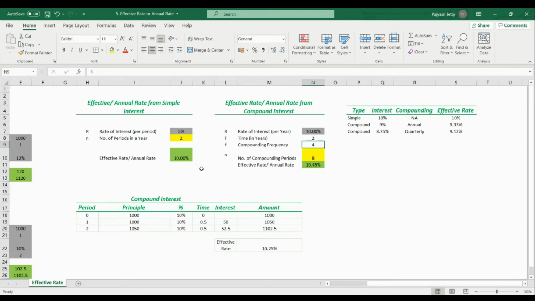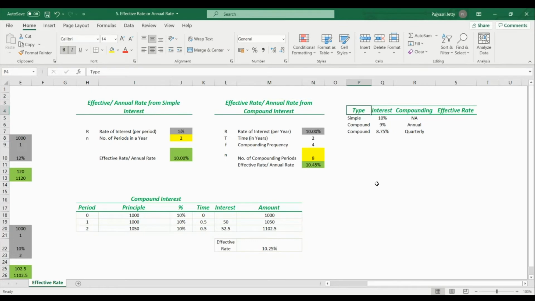Let's say here you took the loan on quarterly basis. Here it will be 4 because there are 4 quarters in a year. This will automatically calculate the number of compounding periods and the annual rate. Here you can see that the annual rate is 10.45 percentage. In this way, you can convert any type of compound interest into annual rate.